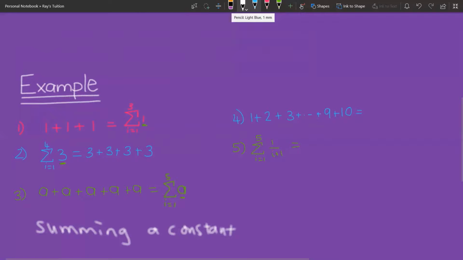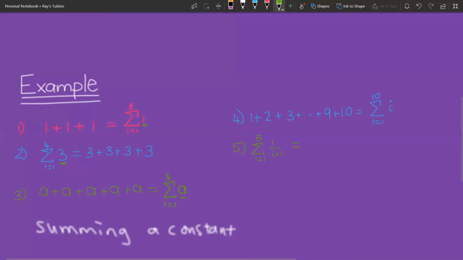Let us look at the next one. Here we have 1 plus 2 plus 3 and so on until 10. This one is not constant. We are summing different numbers for each value of i, and now we have to figure out the rule. We're starting at i equals 1 and finishing at 10. So what is the rule that will be changing? This one is quite simple: it's i. When i is equal to 1, we have 1. When i is equal to 2, we have 2, plus 3, plus 4, plus 5, plus 6. As we change our index, we are summing up i.